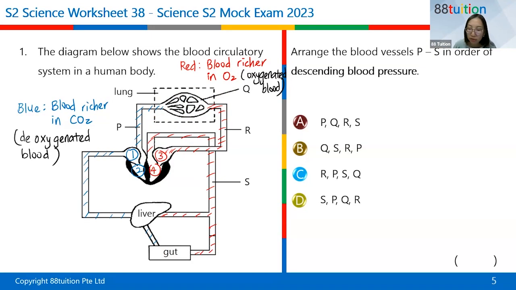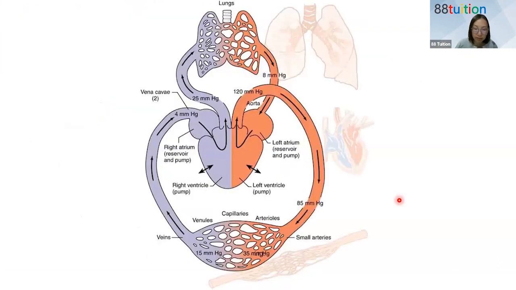All right. So once you know this, right, descending blood pressure. So your descending blood pressure for this one, let me take a look at the Excel file. Hi, Kiran. Okay, so a lot of you got this wrong. Okay, so let me show you this slide.